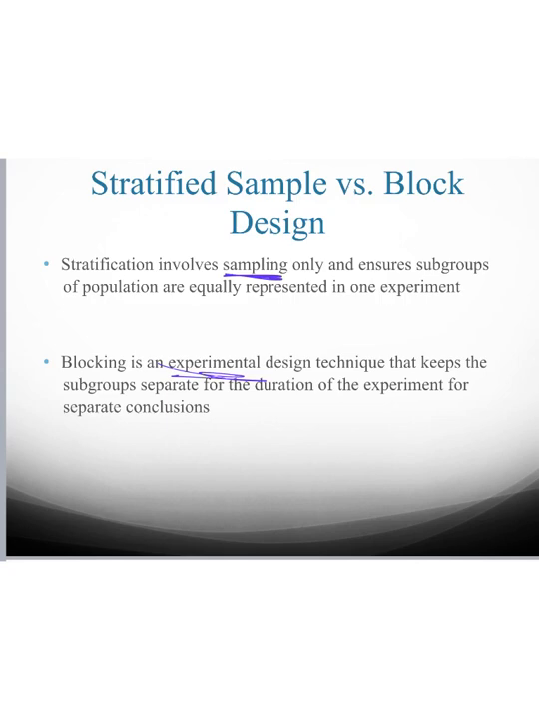Okay, so blocking is its own. You're going to run the separate experiments, however many you need to run for those groups, and you're never going to bring them back together like you do in stratifying with sampling.